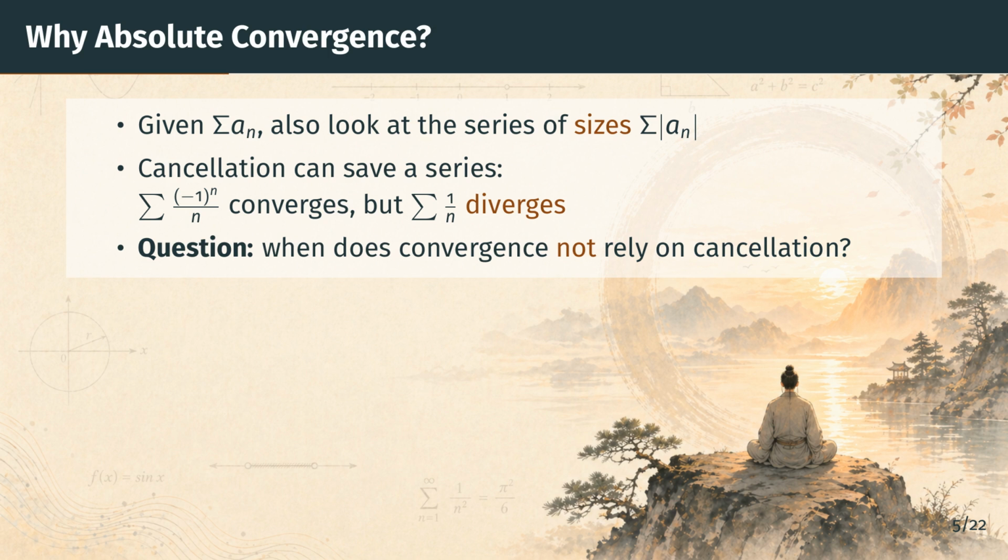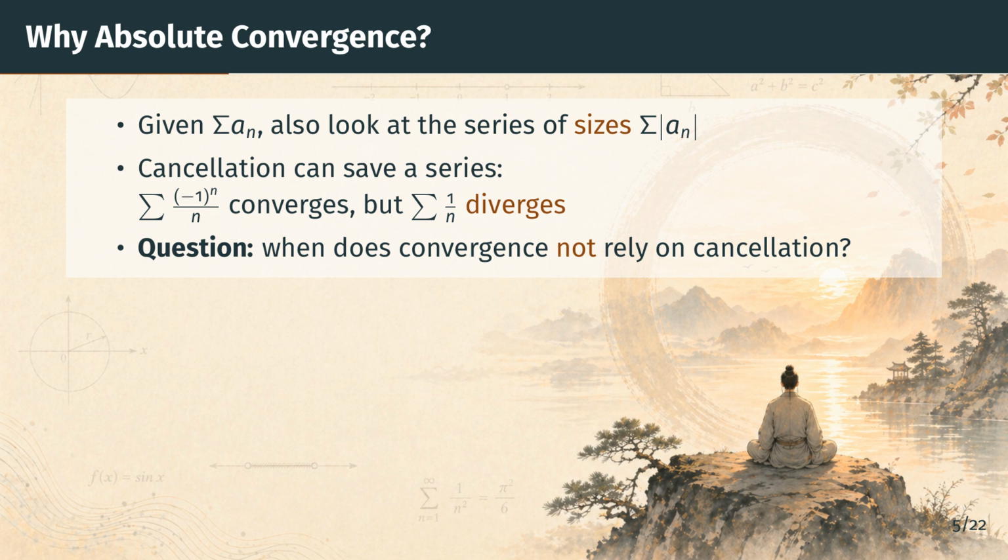Next, let's name the stronger, more robust kind of convergence. This leads to the central question of the section, stated in the third bullet. When does a series converge for a more robust reason, one that does not depend on delicate cancellation between terms? The answer is absolute convergence. When the series of sizes already converges, the original series is convergent in the strongest possible sense, and as we will see, it behaves almost like a finite sum.